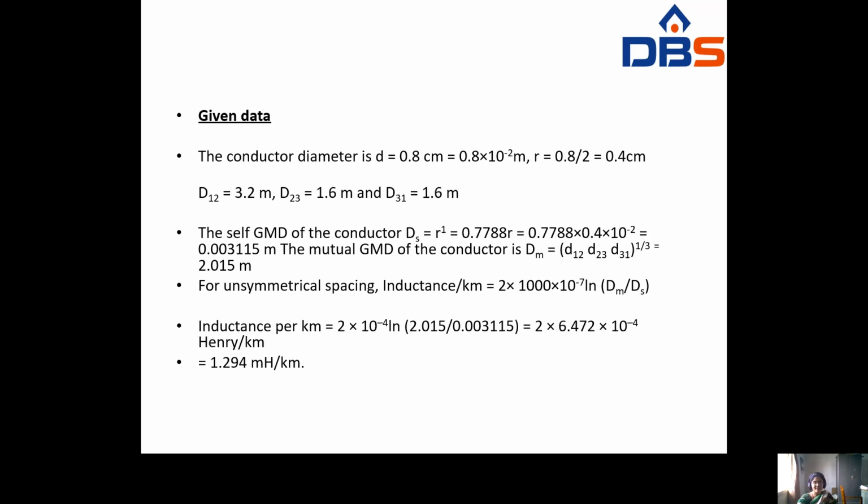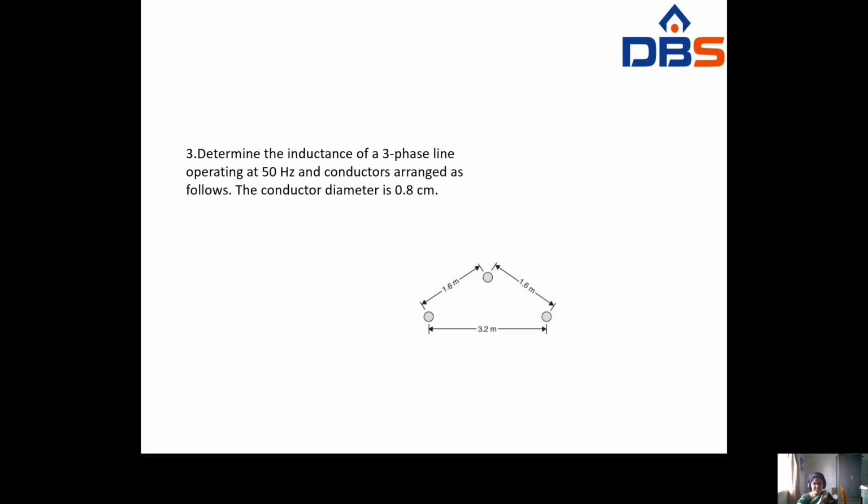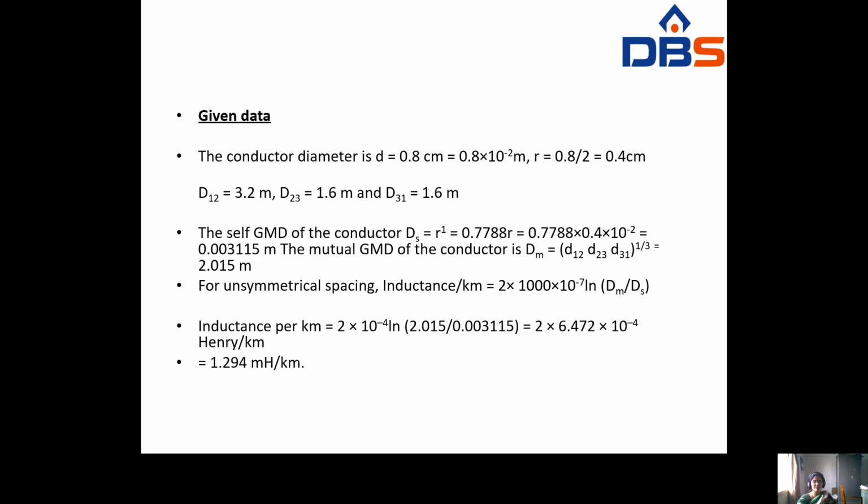But in which manner are the conductors arranged here? The distance between the three conductors is not uniform, so the conductors are arranged in unsymmetrical spacing. Whenever you have unsymmetrical spacing, for the inductance formula you have to find the mutual GMD, which is the cube root of D12, D23, D31. The conductor diameter D for each conductor is given as 0.8 centimeters.